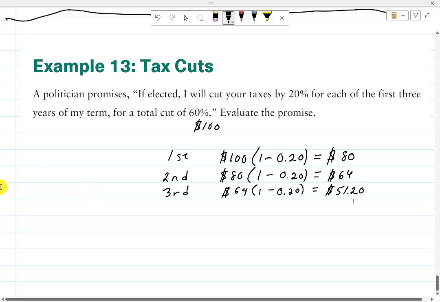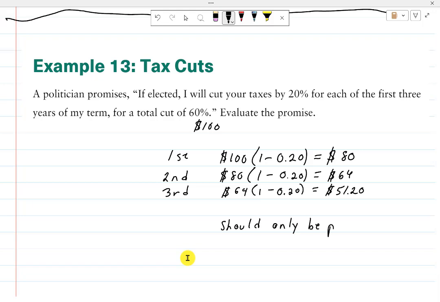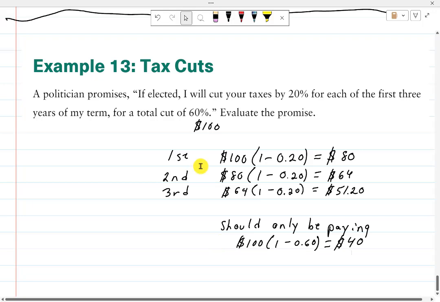$51.20. Now, if it were true that the total cut was 60%, then of $100, you should only be paying, take the original amount, take 1 minus 0.60, and I think you'll see that you should be paying $40 after the third year if he was correct. Instead, his total amount that he's just decreased taxes, it looks like 48.8% was the total amount that he decreased taxes by.